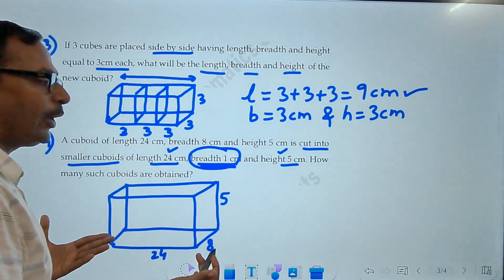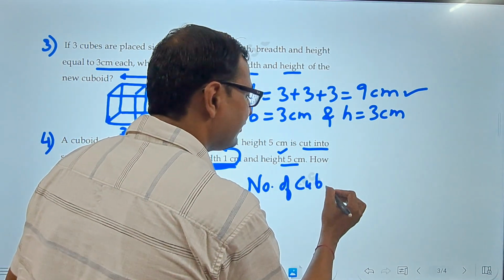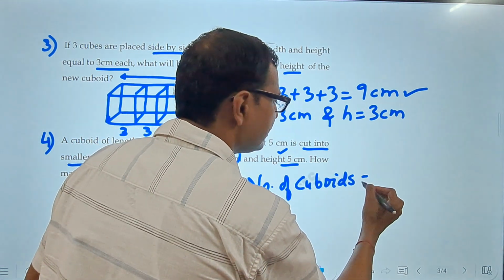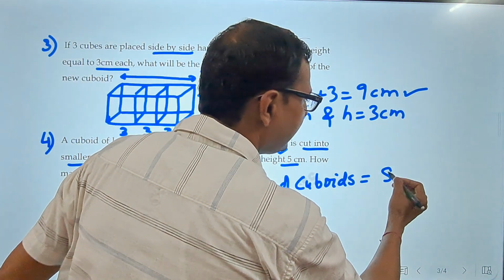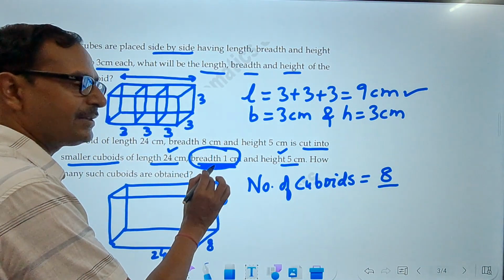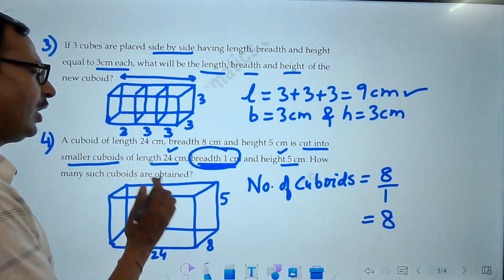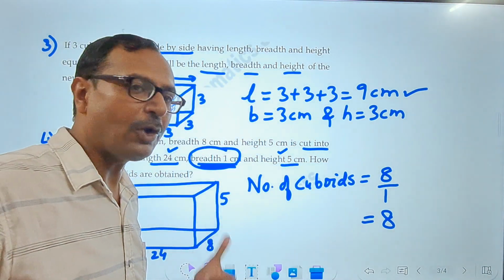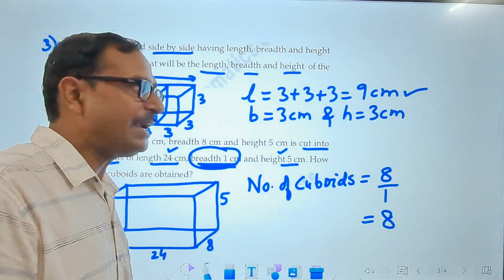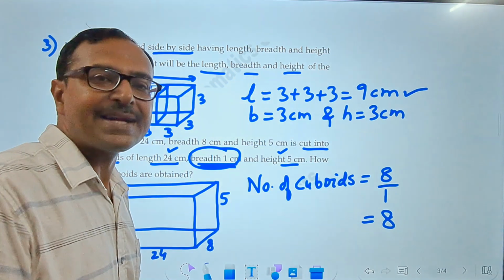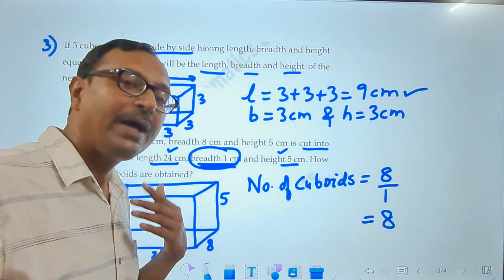So how many cuboids will you obtain? Number of cuboids. That's a very simple concept. Just take the original breadth of the cuboid, that is 8, and divide it by the new breadth, that is 1. So you will get 8 cuboids of this measurement if you cut it along the breadth. Now these are some very important questions which will develop a thorough understanding of the topic, and I'm sure the detailed worksheet of this topic is going to help you further.